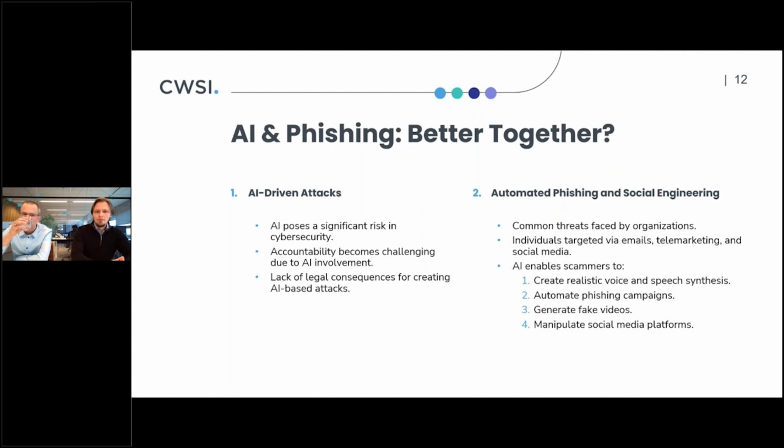For example, accountability becomes challenging because it's harder to pinpoint who is responsible for a phishing attack, and that gets even worse when you look at automation, like automated phishing and social engineering attacks that can be done nowadays with AI to create realistic voice and speech synthesis, automate phishing campaigns, generate fake videos, manipulate social media platforms. So I think that awareness training for employees is very important, especially since phishing attacks get more sophisticated with the use of AI.